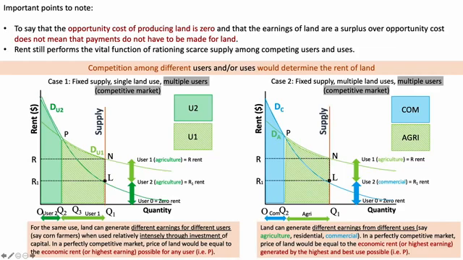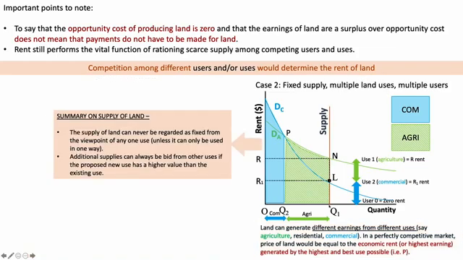Now the interesting thing to note here is that even though the supply of land is fixed, the existence of different uses and different users implies that the supply of land can never be regarded as fixed from the viewpoint of any one use. So here we can always interchange, or we can always borrow more from one use type and give to the other use type.